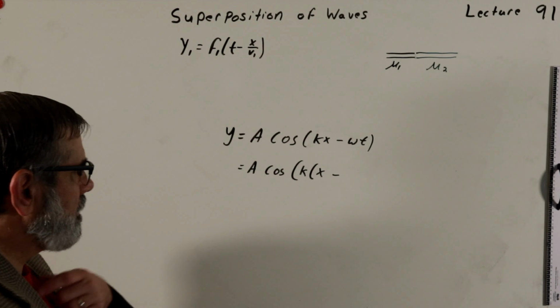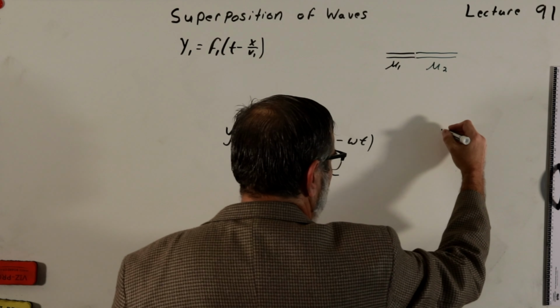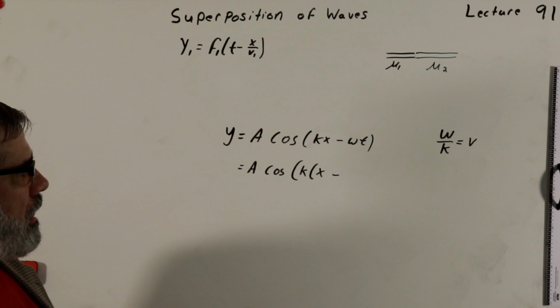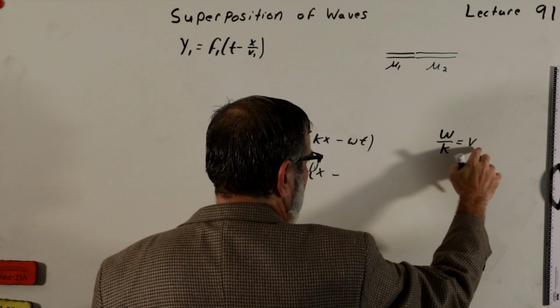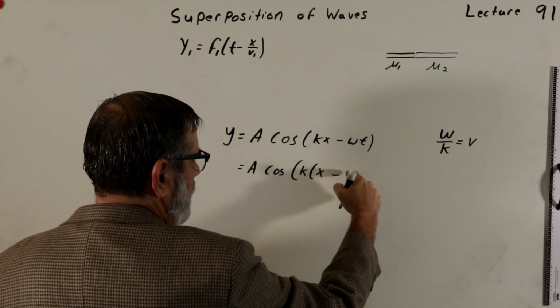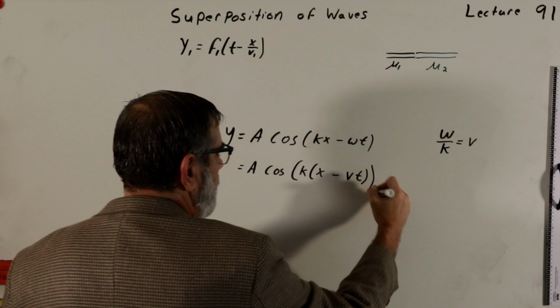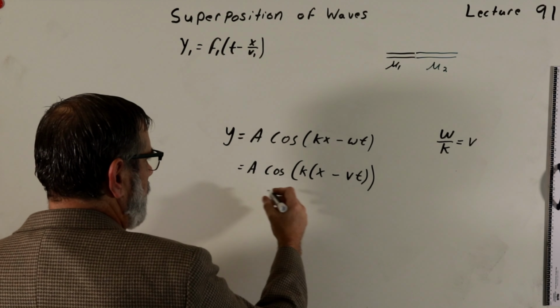Remember that omega was the wave relationship, right? Omega over k is equal to v. So if I multiply both sides by k, I get kv is equal to omega. So this is really kv, which means that I can just write this as vt. You see that? But I also could have done something different.